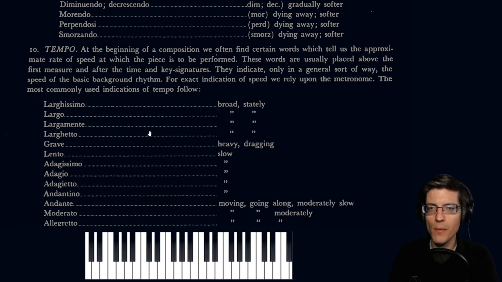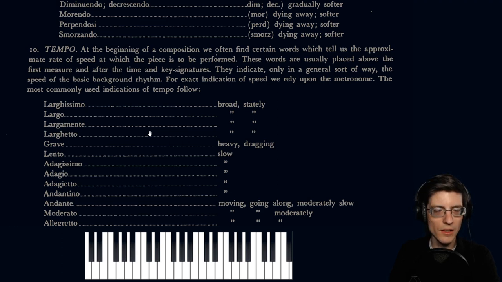Moving on to tempo. At the beginning of a composition, we often find certain words which tell us the approximate rate of speed at which the piece is to be performed. These words are usually placed above the first measure and above the time and key signature. They indicate, only in a general sort of way, the speed of the basic background rhythm. For exact indication of speed, we rely upon the metronome. The most commonly used indications of tempo follow.